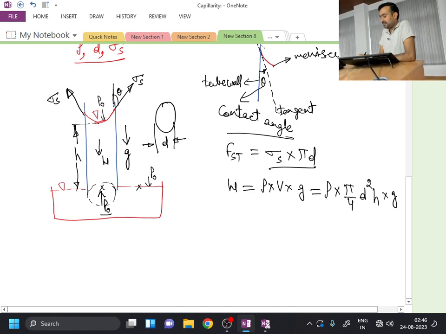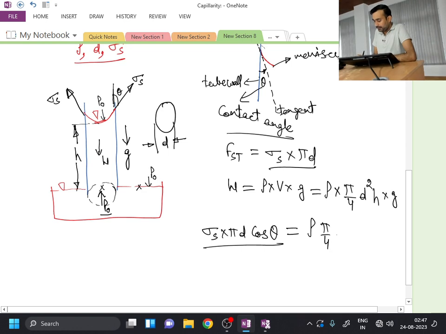Okay. So after accounting for all the forces, if I do a force balance in the vertical direction, then this F_ST, what I have written over here, sigma_s into pi d, is acting at an angle theta with the vertical. So in the vertical direction it will form sigma_s into pi d cos theta as the force. Okay. And this must be equal to the weight which is acting in the downward direction. So this will be equal to rho into pi by 4 d square h into g.